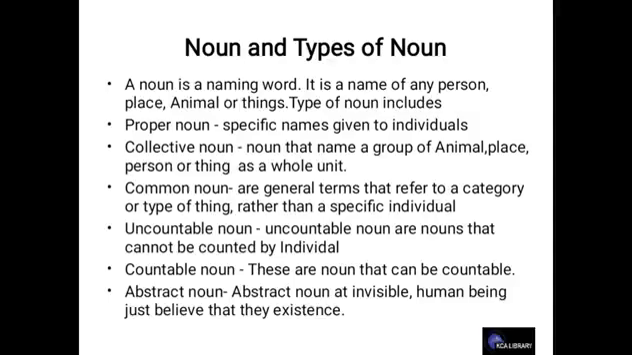We also have the opposite of uncountable noun, which is countable noun. These are the type of noun that can be counted. And abstract nouns are invisible. They are a type of noun that are invisible. Human beings just believe that these nouns exist. For instance, we have love, sadness, joy under this category.